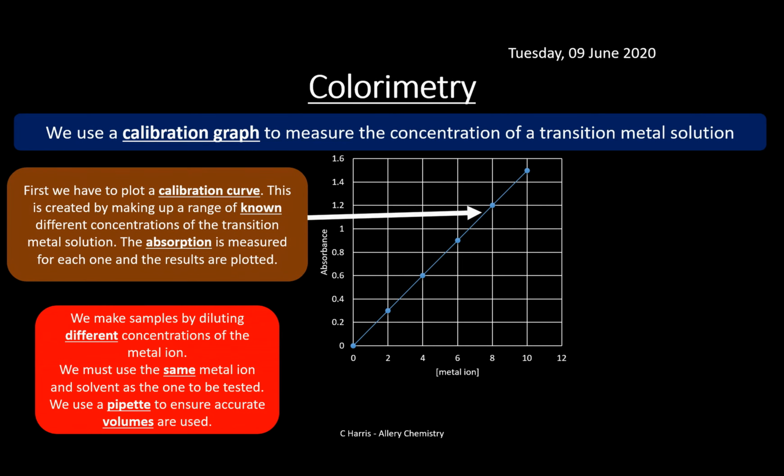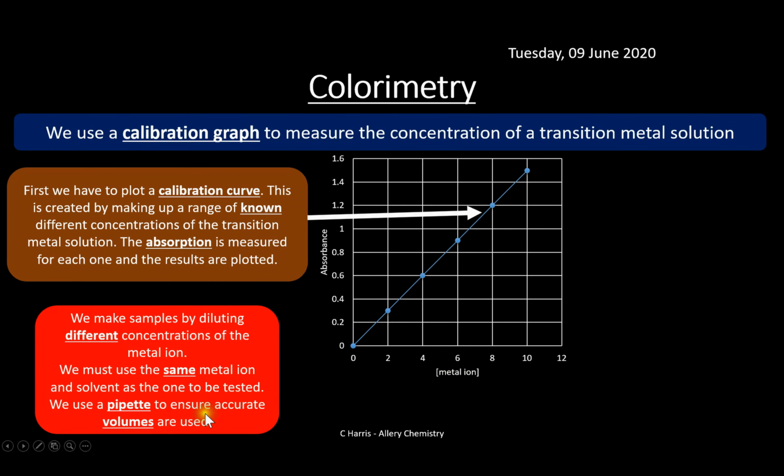Now, we make the samples by diluting different concentrations of the metal ion, and we must use the same metal ion and the same solvent as the one that's going to be tested. So in other words, if we want to work out the concentration of a copper sulfate solution, in other words, what's the concentration of copper ions in there, then we must make known concentrations of the same metal ion using the same solvent. So for dissolving it in water, we must use everything the same.